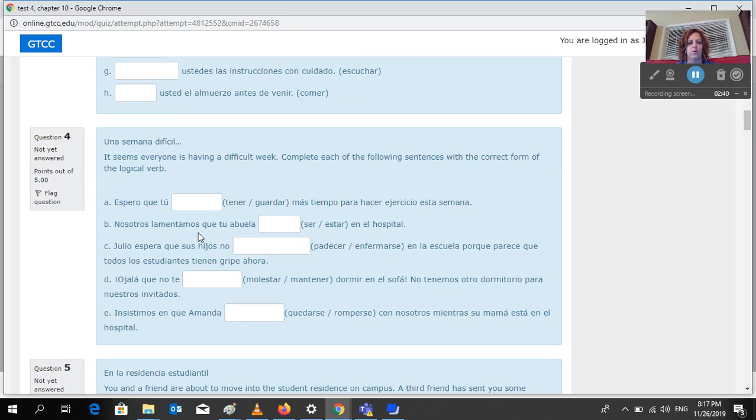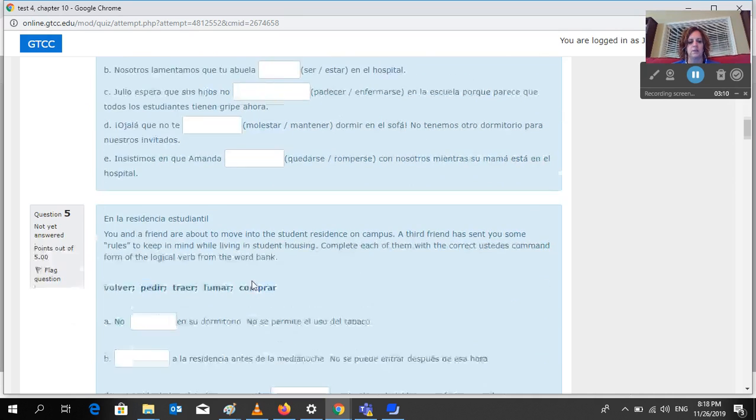Here is una semana difícil. It seems everyone is having a difficult week. Complete each of the following sentences with the correct form of the logical verb. So you're going to choose one of the verbs that's in parentheses to best complete the sentence. And remember, we've been working with the subjunctive. So most of the time you're going to be using the subjunctive in the blanks.